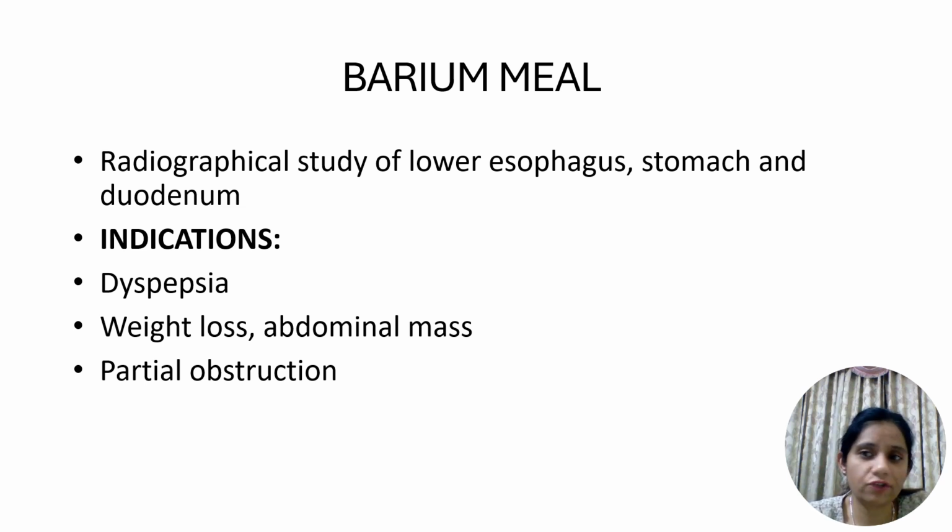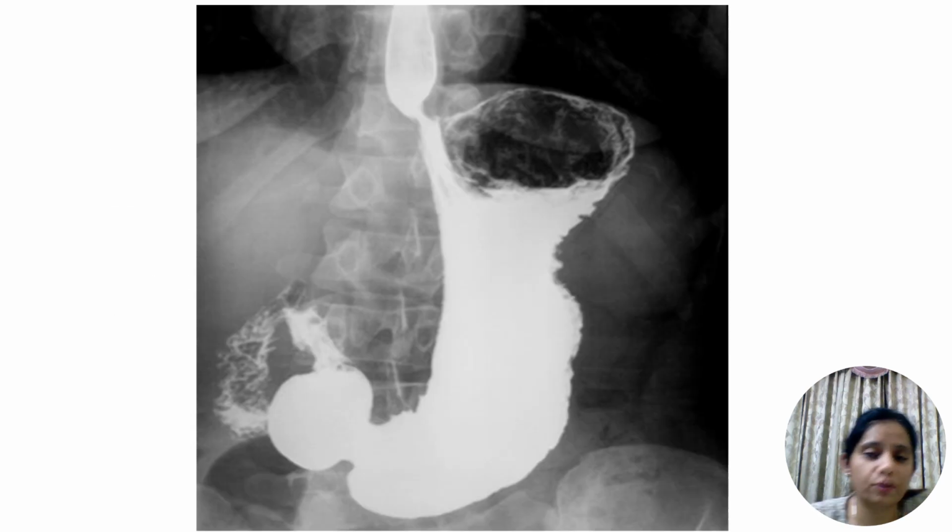Now, the procedure for the barium meal investigation: again, we'll ask the patient to come on an empty stomach 6 hours before the procedure, and on the day of the procedure, we'll ask the patient to drink about 150 to 200 ml of barium suspension solution. After the intake of the solution, the radiographic images are taken.